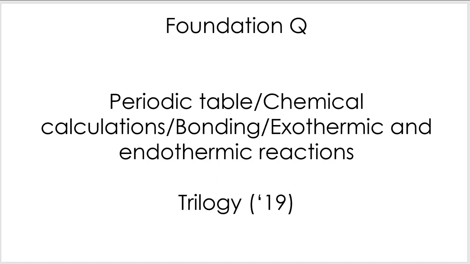This is an AQA GCSE chemistry question. It's from the trilogy paper and it's foundation. And we're going to be looking at the periodic table, so a small amount of chemical calculations. There's some bonding in here and a little bit on exothermic and endothermic reactions as well. So I want to put all of the question up part by part for you to pause and have a go at, and then we'll review.